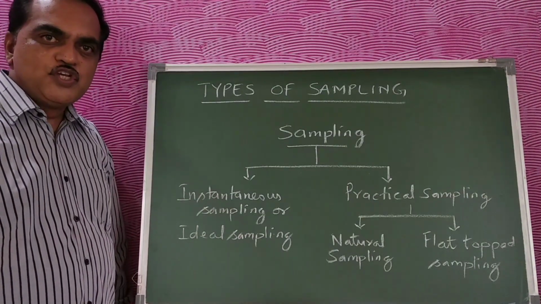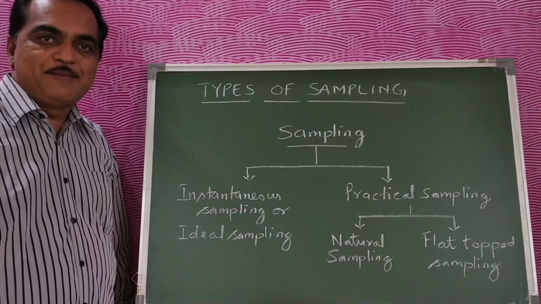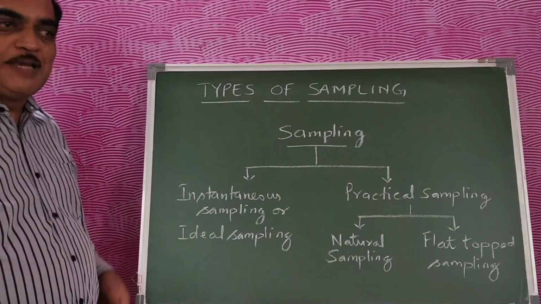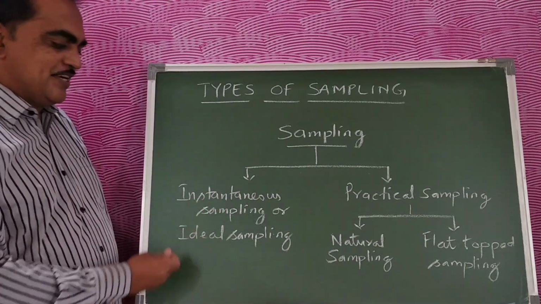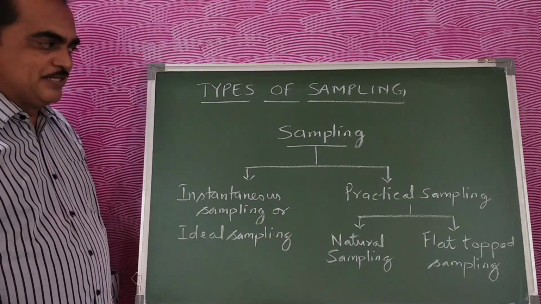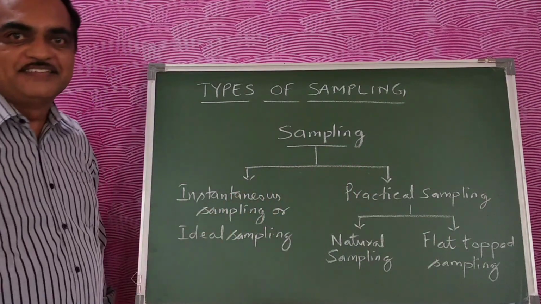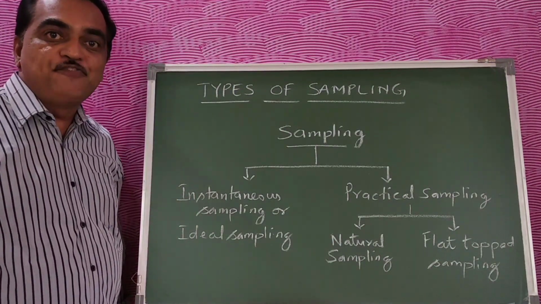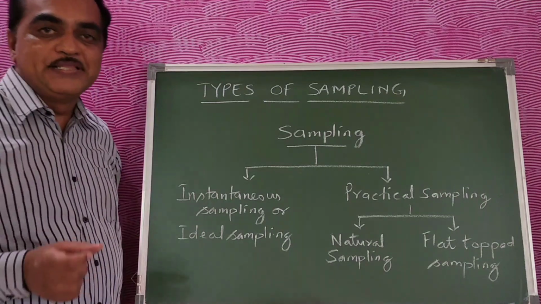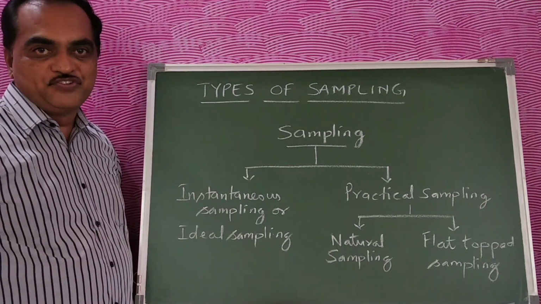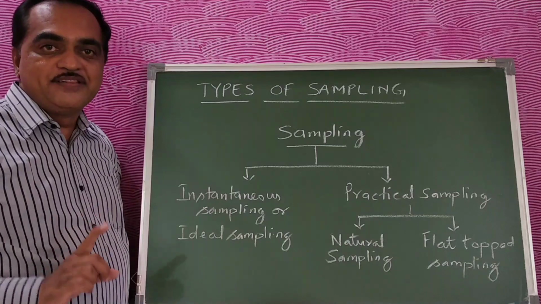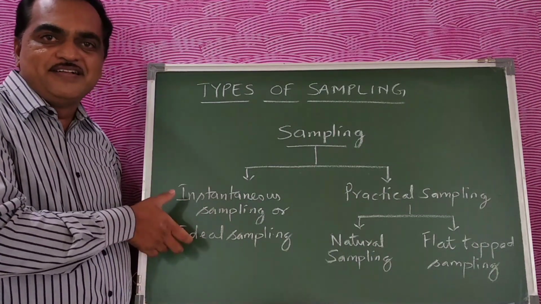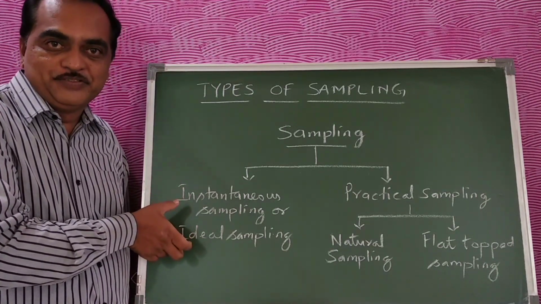Dear students, now we will see what are the types of sampling. Now as I have shown you here, the basic two types of sampling is, the first one is called as instantaneous sampling, ideal sampling, and the second one is called as practical sampling. In ideal sampling, the pulses of train which is used to sample the analog signal are impulses. They are not pulses with width, they are just impulses. And this is a theoretical sampling. This is an ideal sampling, which cannot be practically possible.